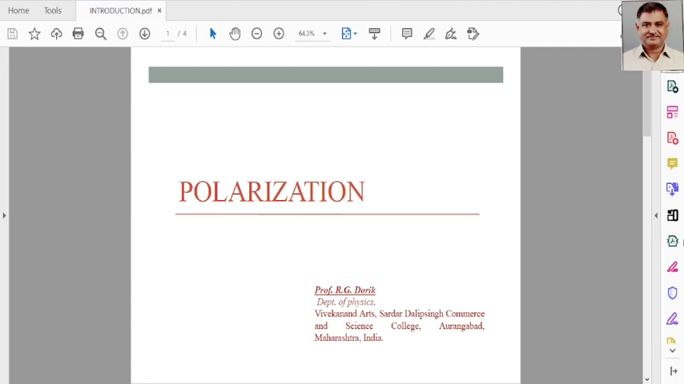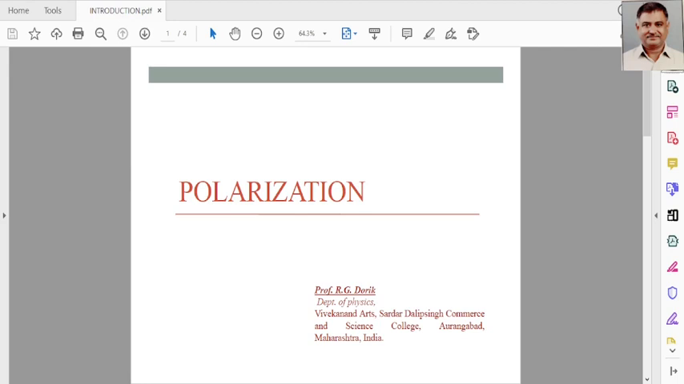See friends, polarized light has many important applications in various industries and in the engineering field. One of the most important applications is in LCDs, that is in liquid crystal displays. This polarization concept is widely used. Again, this polarization concept is also used in wrist watches, calculators, TV screens, etc.